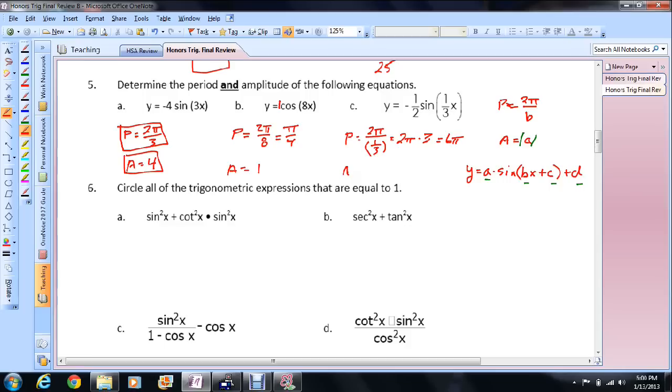Amplitude, did you put -1/2? Be careful. Remember, amplitude is always +1/2. I'm sorry, it's always positive. In this case, it's +1/2.